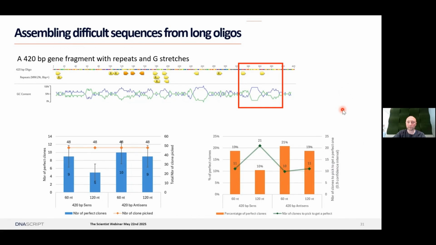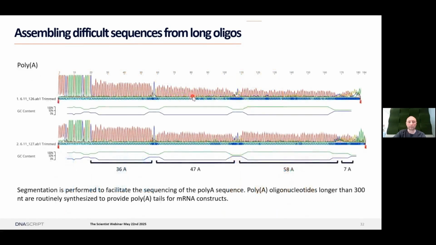And to finish with an example of a difficult sequence, I'd like to tell you about the poly A, which is something that is very difficult to get with phosphoramidite synthesis. It's actually something that we're producing routinely in the lab to assemble constructs that are linked to mRNA production. Sometimes it's really interesting to have the poly A tail encoded in your construct, and it is something that is difficult to produce normally.